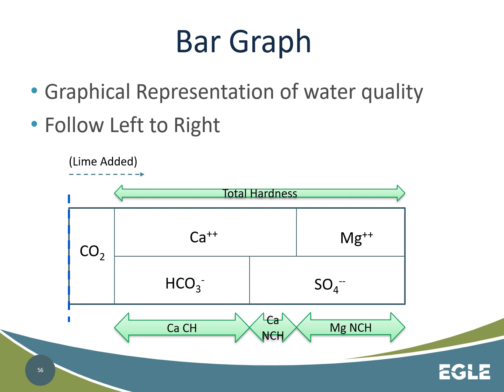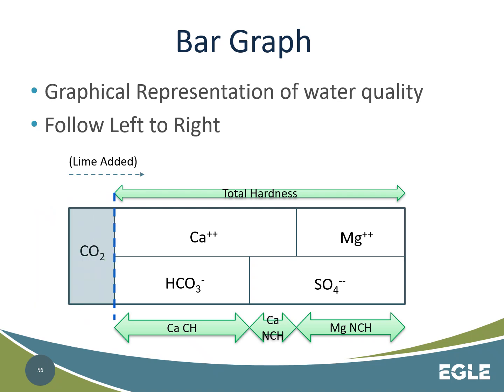When we build this bar chart, we draw it to scale using common units. If we want to read the bar chart, we start on the left. Recall that total hardness is both the sum of calcium and magnesium cations and the sum of carbonate hardness and non-carbonate hardness. What kind of hardness do we have here specifically?